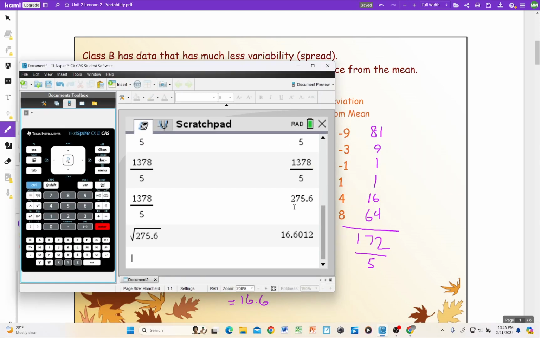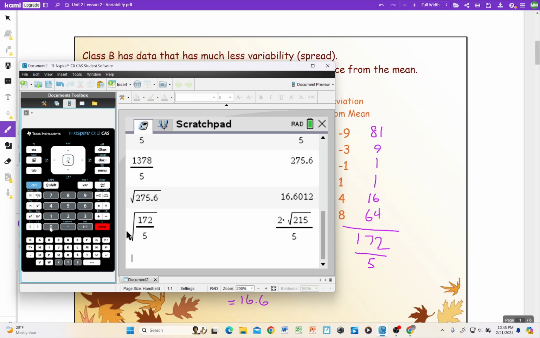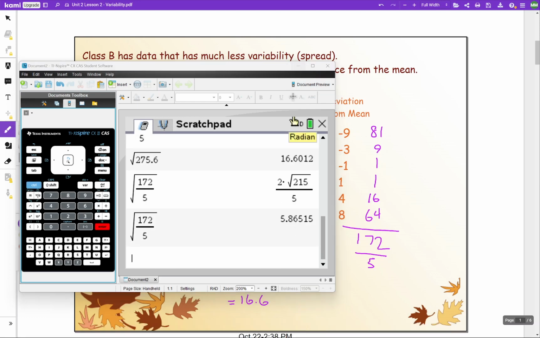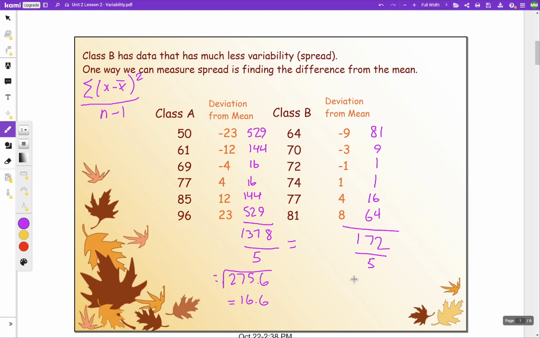Okay, so let's do that here. I'm just going to make this quick. So square root of 172 divided by 5. And whoa, holy simplify of radicals, Batman. This calculator is good, I'll tell you that. Let's do a control enter on that. 5.87. Okay, almost 6 points.